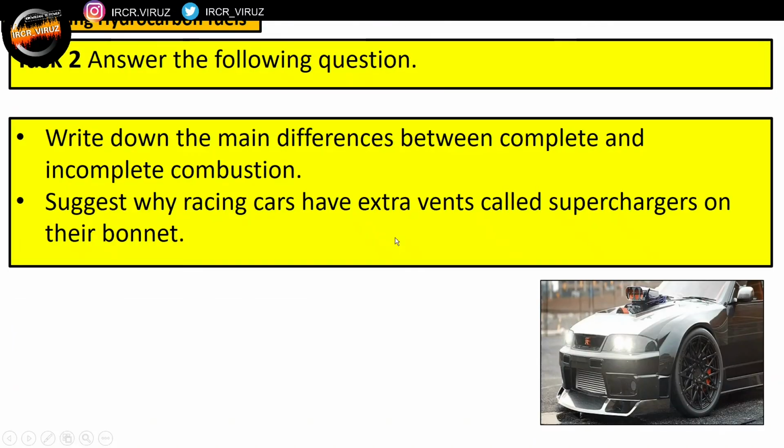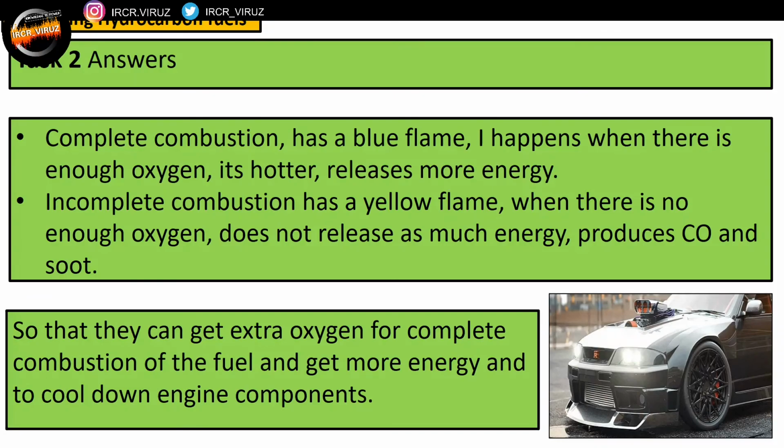Okay? Task number 2. Answer the following questions. Write down the main differences between complete and incomplete combustion. Suggest why racing cars have extra vents called superchargers on their bonnets. Okay, so as always, you can press pause on the video and then you can check your answers. You check and you fix. Okay, so press pause now. Right, so here are the answers for you.